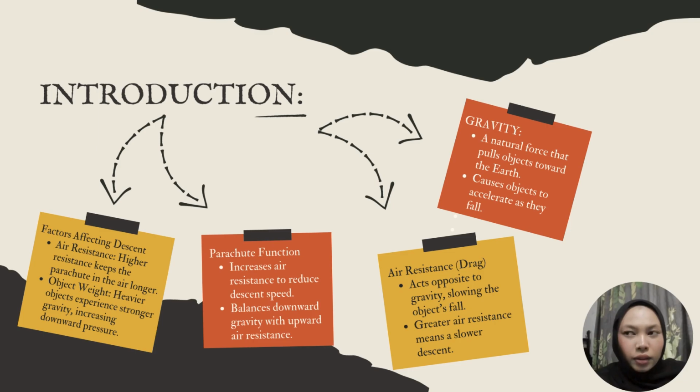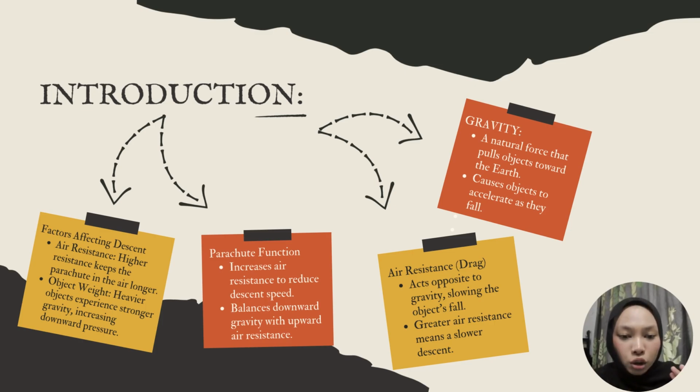So hi, first I'm going to give some introduction. Gravity is a natural force that pulls objects towards the earth. When an object is dropped, gravity causes it to accelerate as it falls. However, air resistance, also known as drag, acts in the opposite direction, slowing the object's fall. Parachutes are designed to increase air resistance and reduce the speed of descent, which helps to minimize the impact when the object hits the ground.